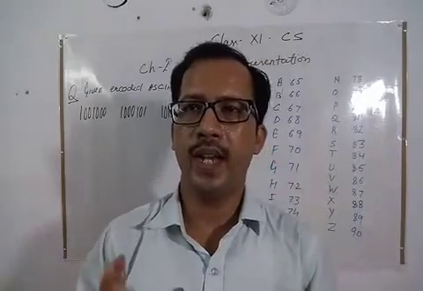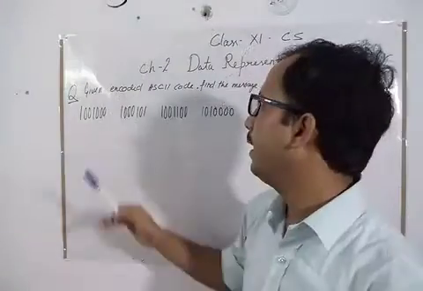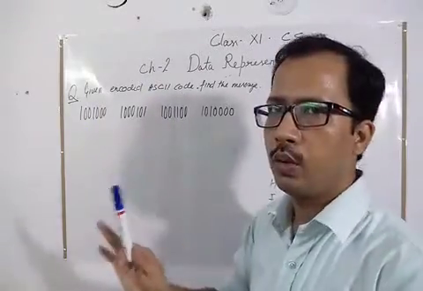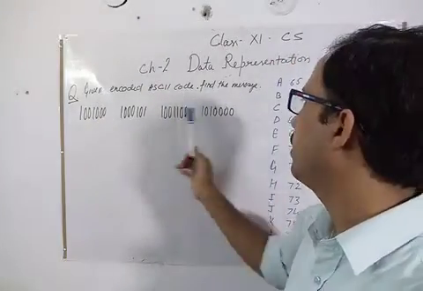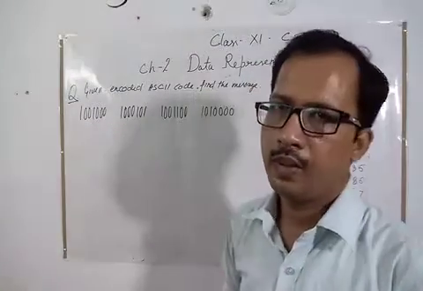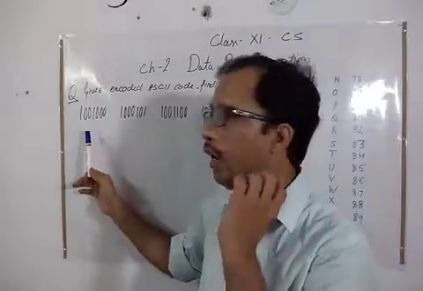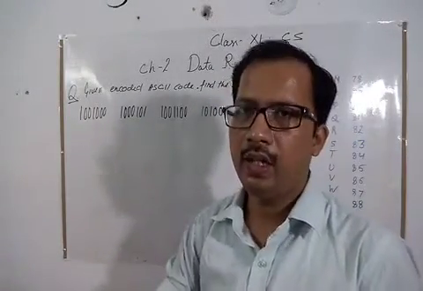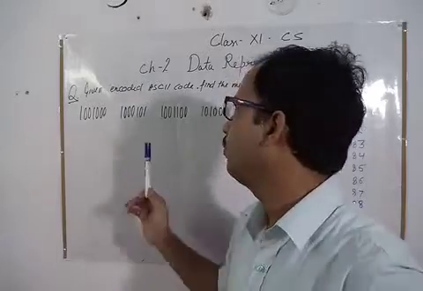Okay students, so now we have a question here. It says, given an encoded ASCII code, find the message. What is the message? That is the question. Now I am reading the codes aloud so that you can write them down and practice. So the code is here.